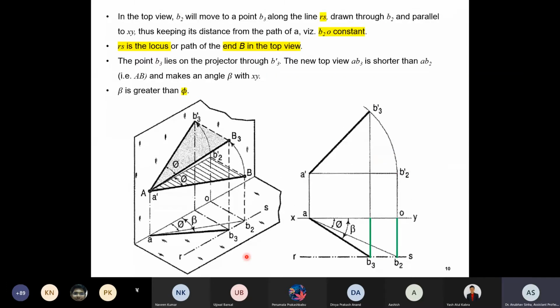One observation is that this height will be constant because this is a line parallel to XY, and this angle beta will be more than phi.